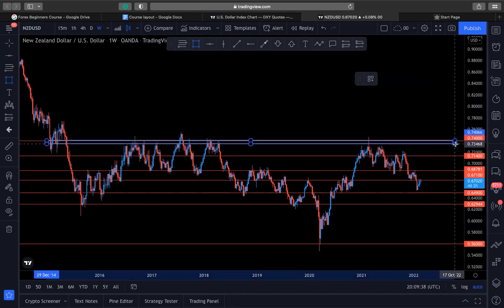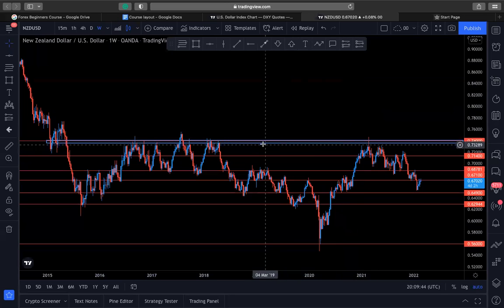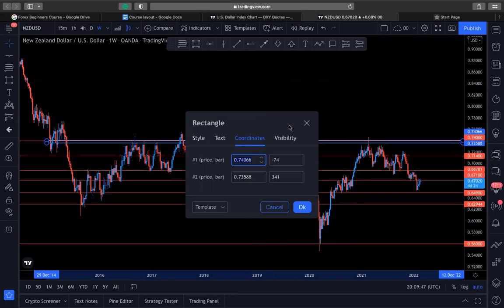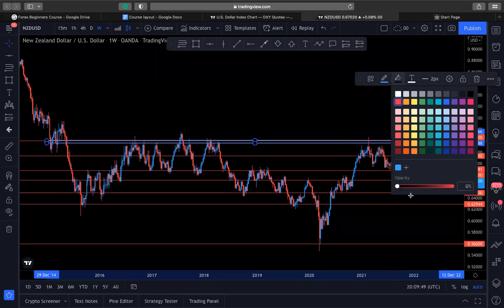Main thing we want to do is make sure we're capturing the majority of that price action in that zone, while keeping that zone fitted to what it needs to be fitted to. We're going to increase that a little bit.